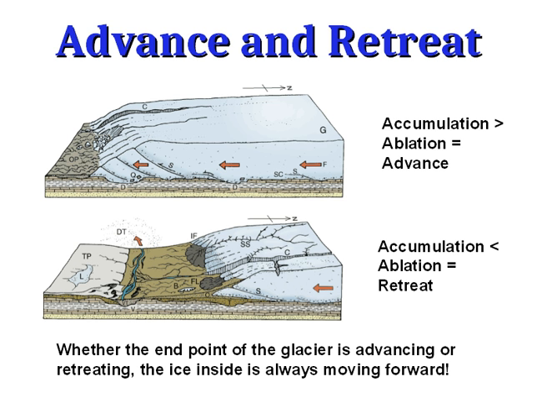When the accumulation is less than the ablation, the glacier is retreating. That does not mean the ice has turned around and gone home. The ice is still moving forward from the zone of accumulation towards the zone of ablation, but it doesn't get as far each year before it melts away. So when the glacier is retreating, the ice is moving forward, but it's just not making it as far as it did before it finally melts away.